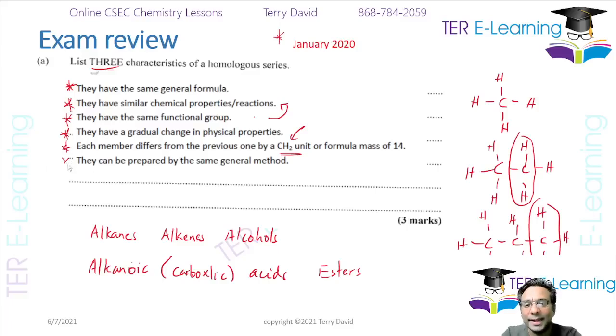And one more is that they can be prepared by the same general method. So if you want to produce an alcohol, it's the same method we're going to use to produce the alcohol, no matter what it is. So all you wanted was 3, and they love to bring this in the multiple choice, guys. So make sure you know these. So 3 marks for that.